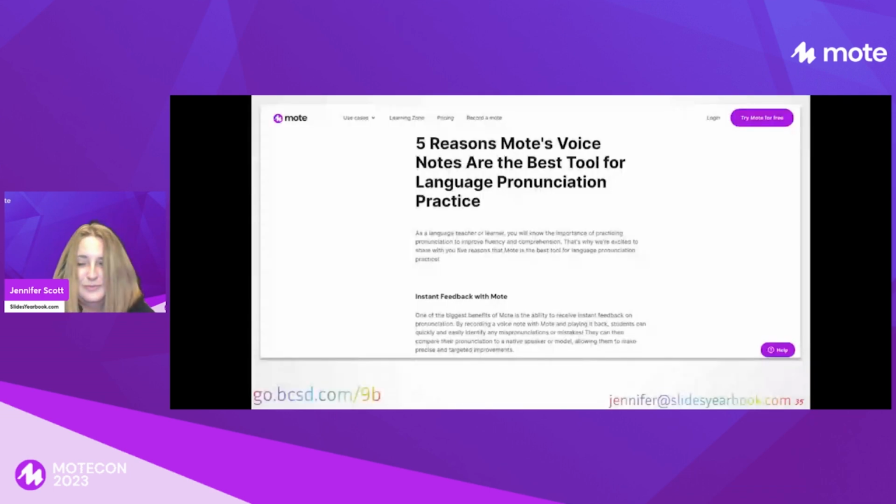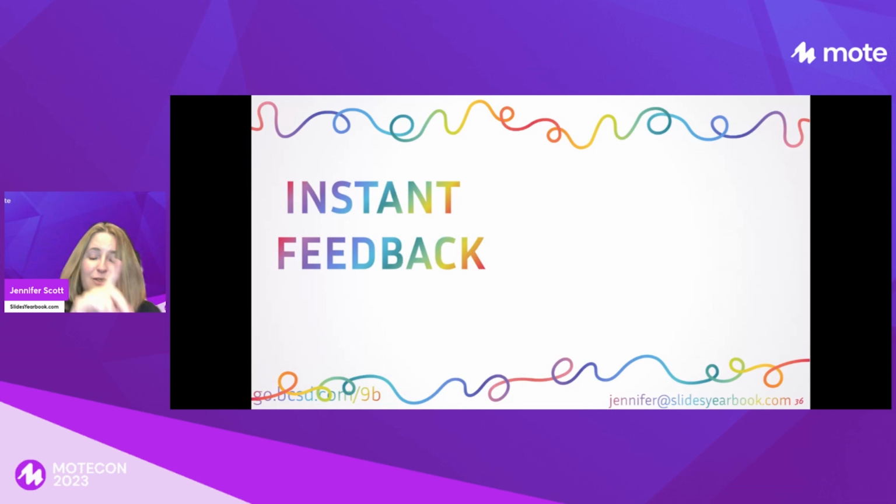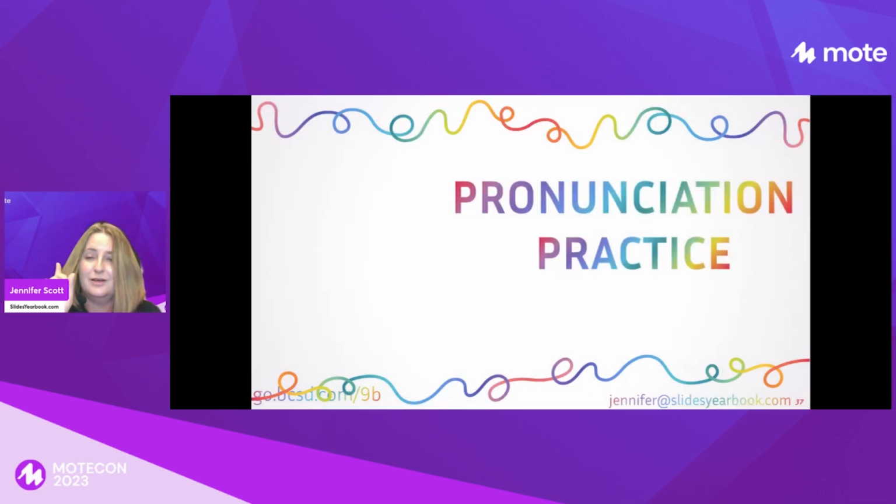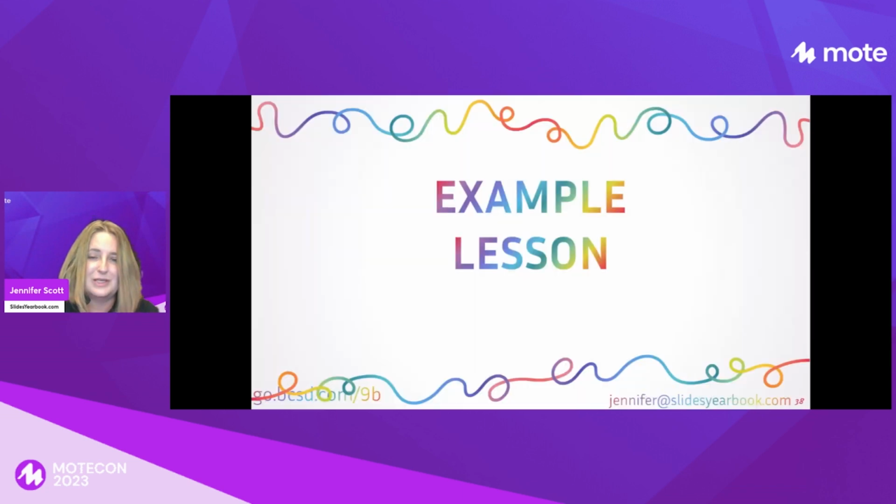But I want to show you this amazing idea for our newcomers. So we know Mote has so much potential for all of our learners, but especially for our multilingual students. And there is a blog post over on Mote that says you get instant feedback and you get to practice pronouncing the words. So let me show you a lesson we did yesterday in class.